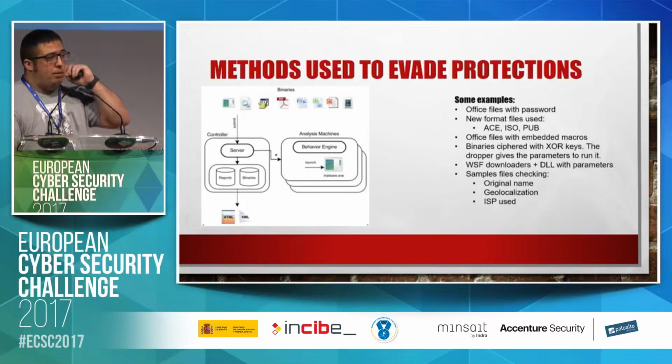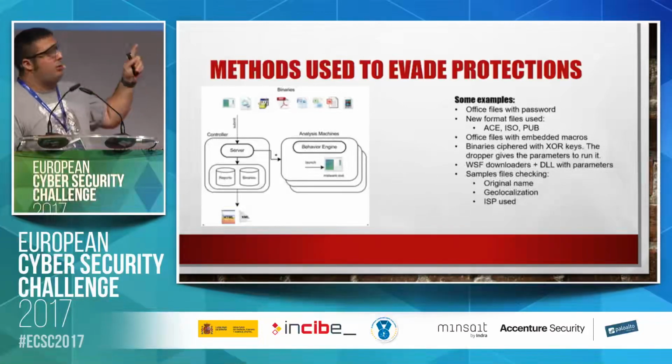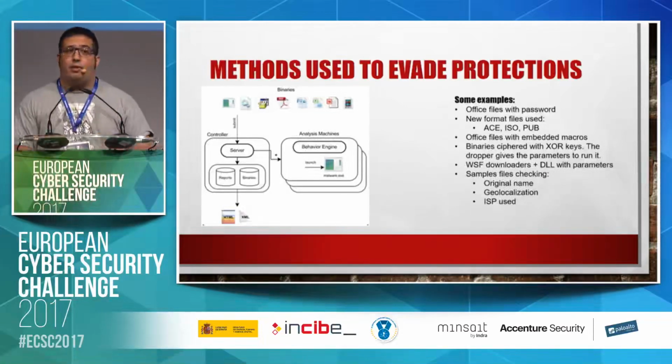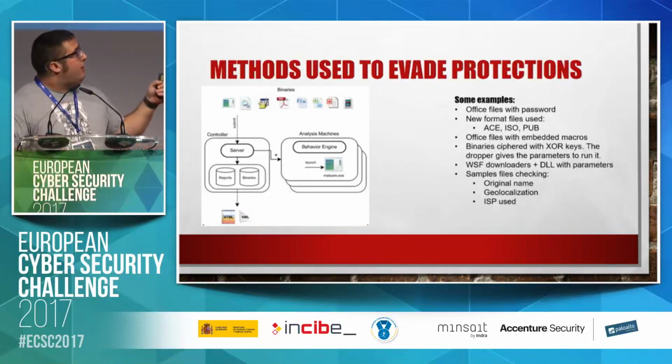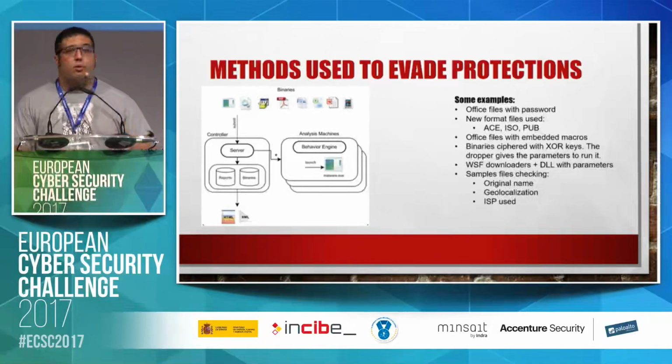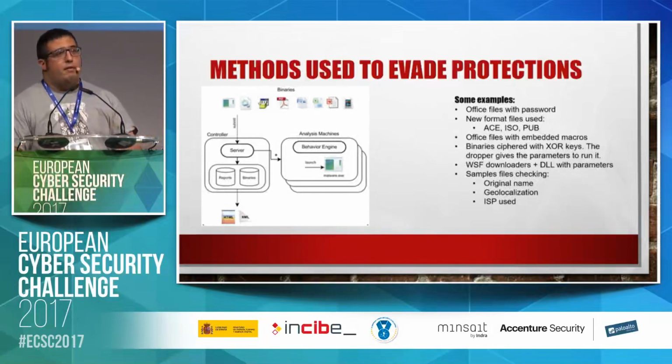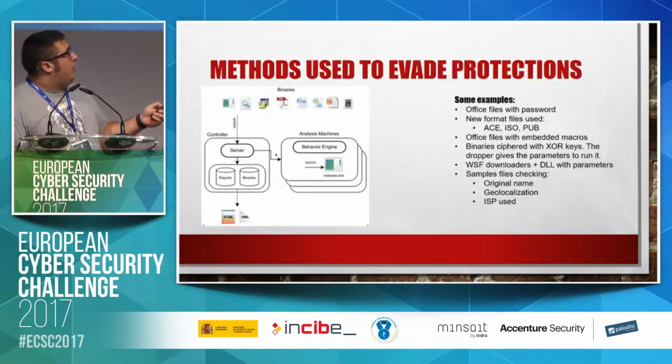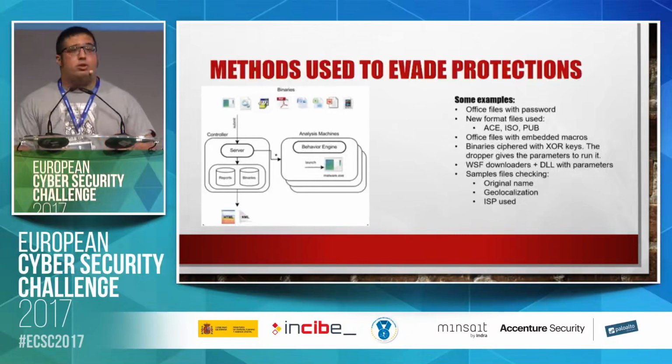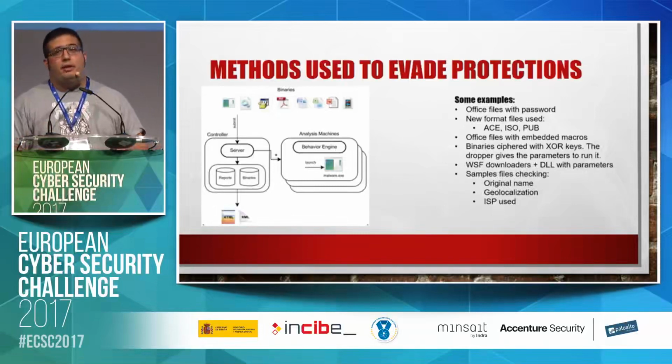Also, the bad guys started to use uncommon files, for example .iso files, Microsoft Publisher, .ace, and also WinRAR. The idea is to use uncommon file types to try to evade automatic analysis systems like MTA or other sandboxes in the market. And some campaigns are only targeting one specific country.